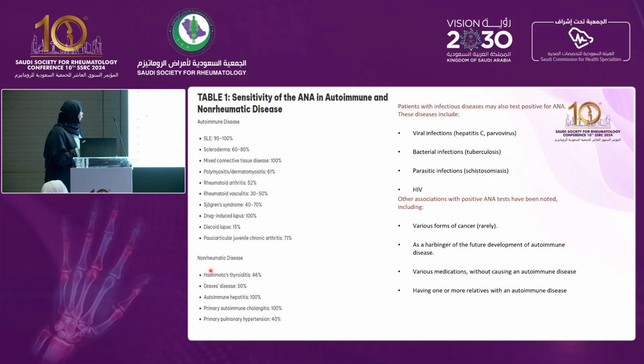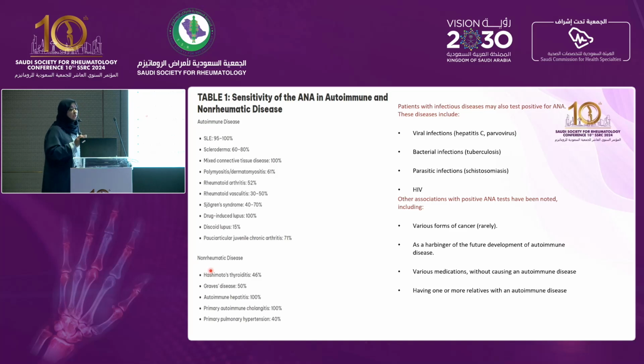What autoimmune but non-rheumatological diseases can be associated with a positive ANA? We can see here autoimmune hepatitis and primary autoimmune cholangitis, where 100% of the patients have a positive ANA. So that's why don't ask for this test except if you have a clinical finding and you expect the diagnosis. In cases of autoimmune thyroid disease, Hashimoto's and Graves', it reaches 50% positive. So what are the other non-autoimmune causes that can present with a positive ANA?